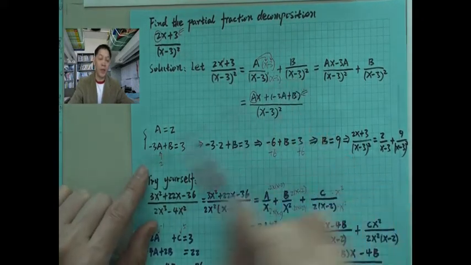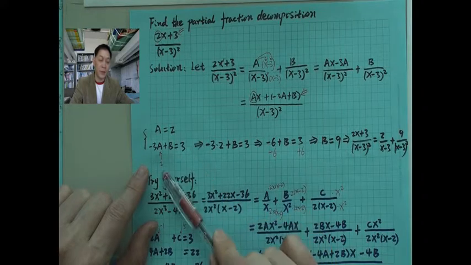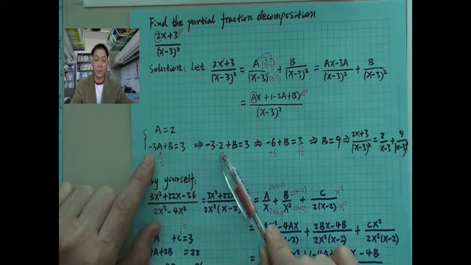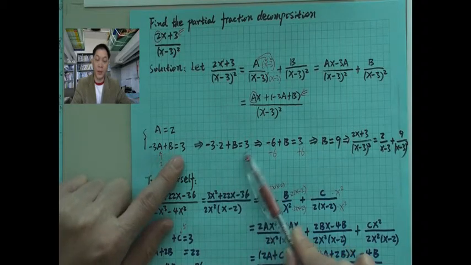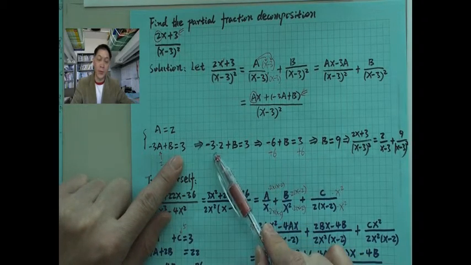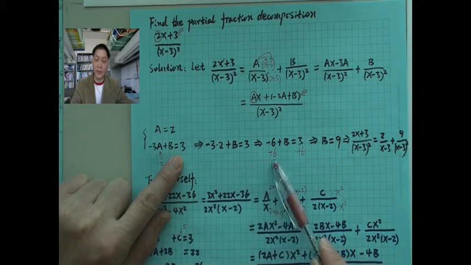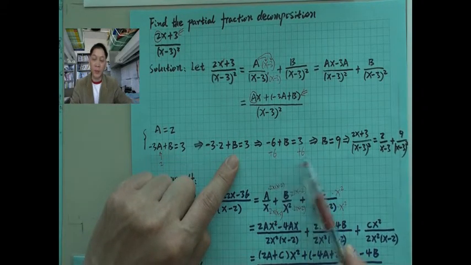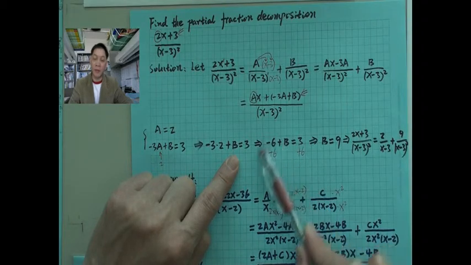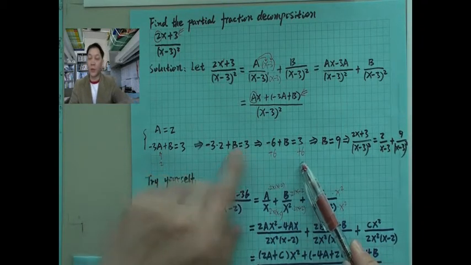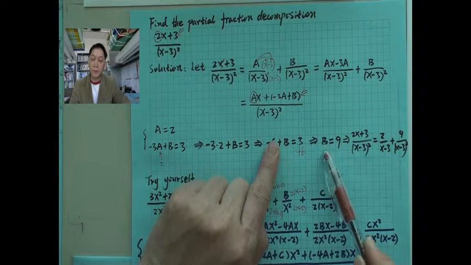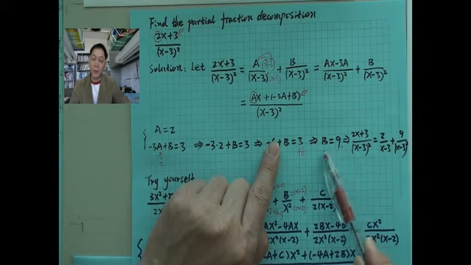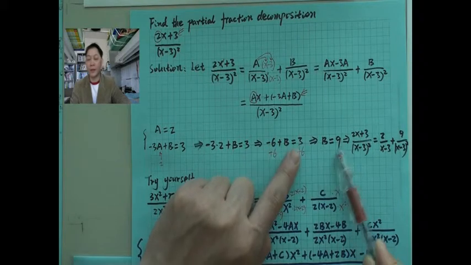Now you know a is 2. You plug in 2 here. Negative 3 times 2 plus b is 3. Negative 3 times 2 is negative 6. So plus positive 6 on both sides. Cancel this negative positive. So you have b stands alone. And 3 plus 6 is 9. So b equals 9. Okay.